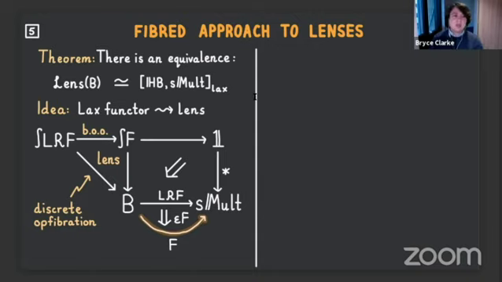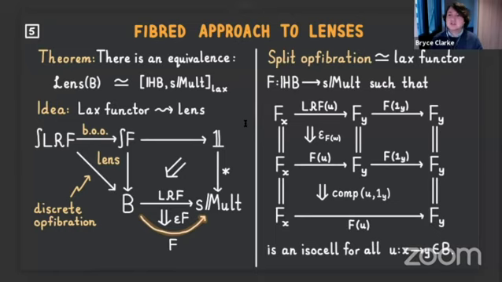Good. Once we get to this stage, we might wonder, well, split op fibrations are special cases of lenses. So how can we see split op fibrations from this point of view? What we have is this condition, which says that split op fibrations are lax functors of this kind, such that this pasting of cells in our double category S-mult is an isocell for all morphisms U.